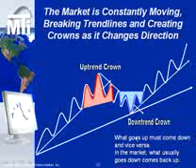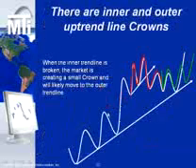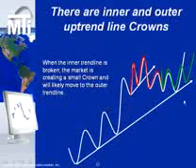Now, the market is constantly moving, breaking trend lines, and creating crowns as it changes directions. Think about it. When the market starts to rally and increase its speed, once it hits its D extension, many times it'll break that inner downward trend line and go to the outer. It'll break the inner trend line predominantly through a crown process.